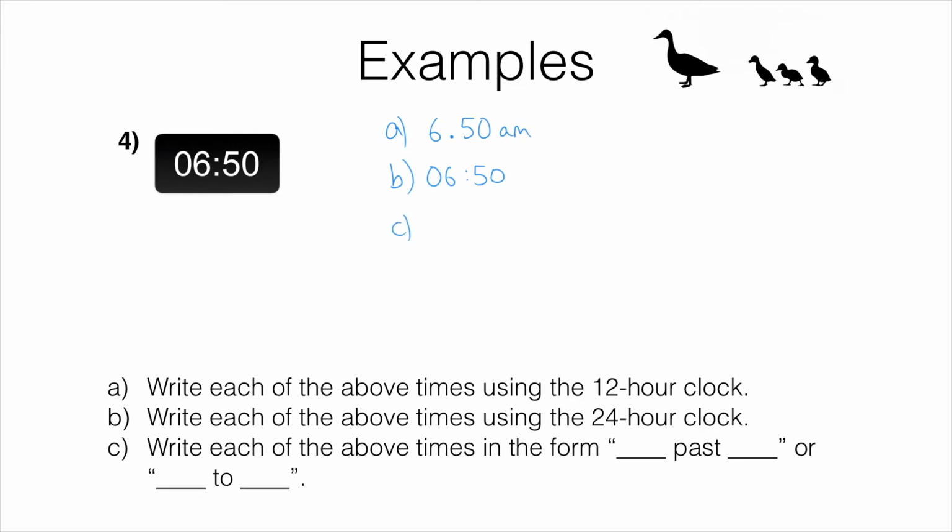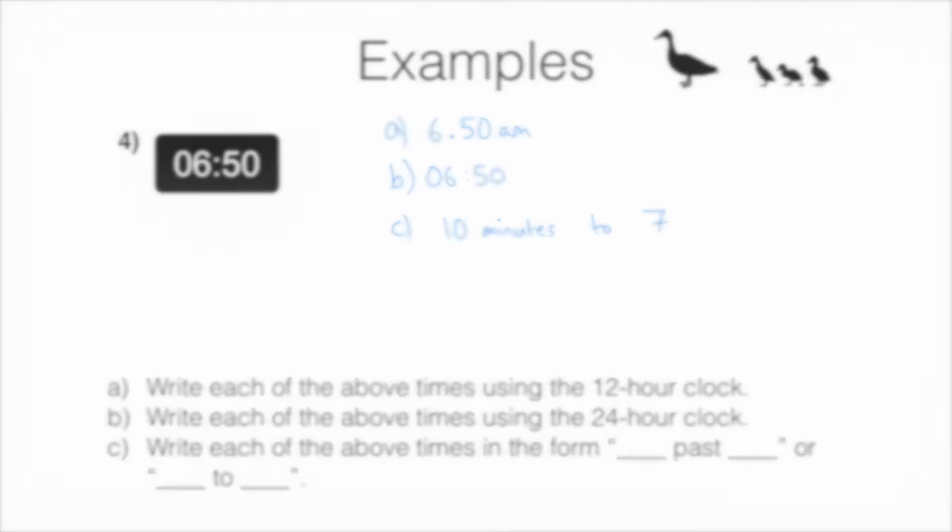For part C, writing it in one of these formats, we are dealing with 50 minutes past 6 o'clock, but because it's closer to 7, we would generally write that as 10 minutes to 7, or 10 to 7. Remember, there are 60 minutes in an hour, so if 50 minutes have already passed since 6 o'clock, there's only 10 more minutes to the next o'clock, which would be 7 o'clock. So 10 minutes to 7 is how we would say this.